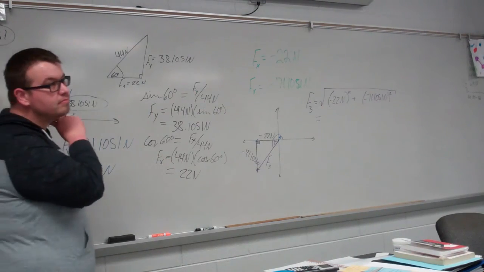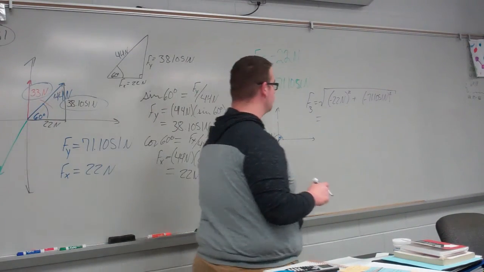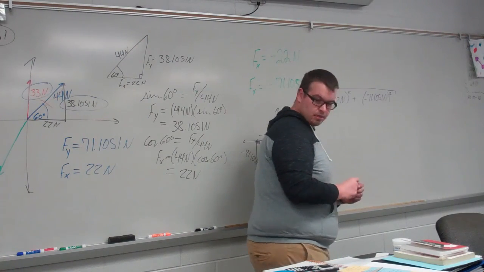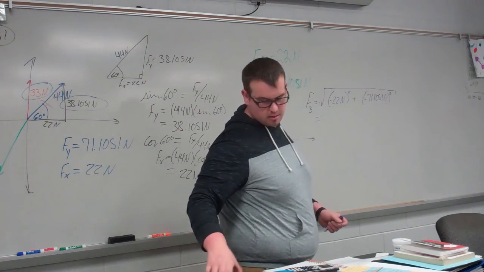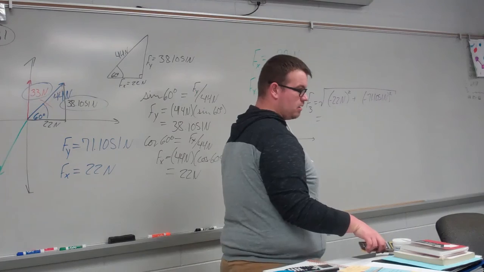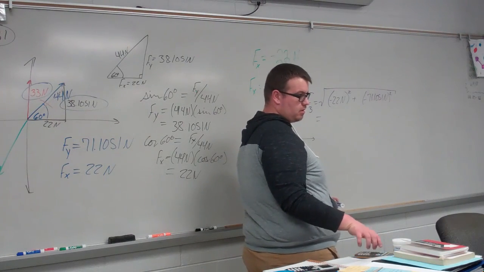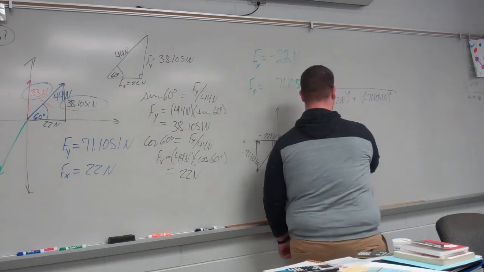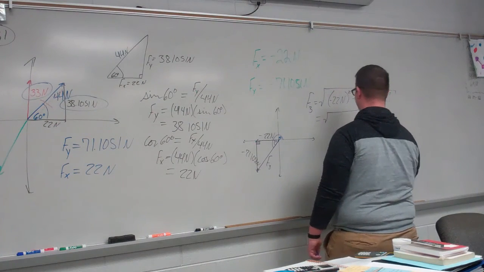Who did this, Jazz? Where is it? 6,429.196. So still got the square root. Yep.